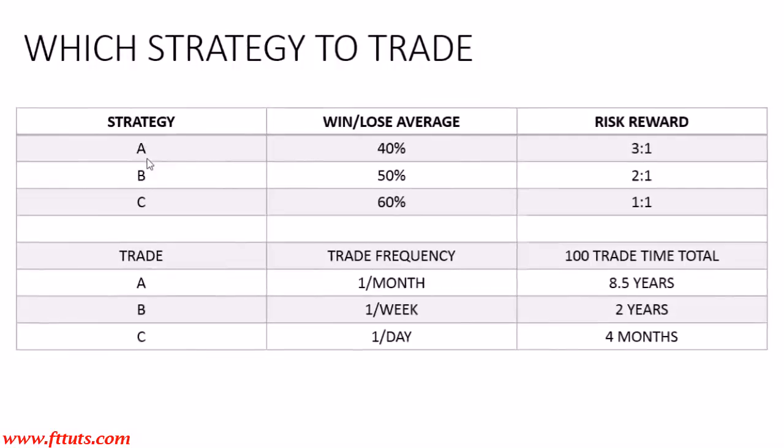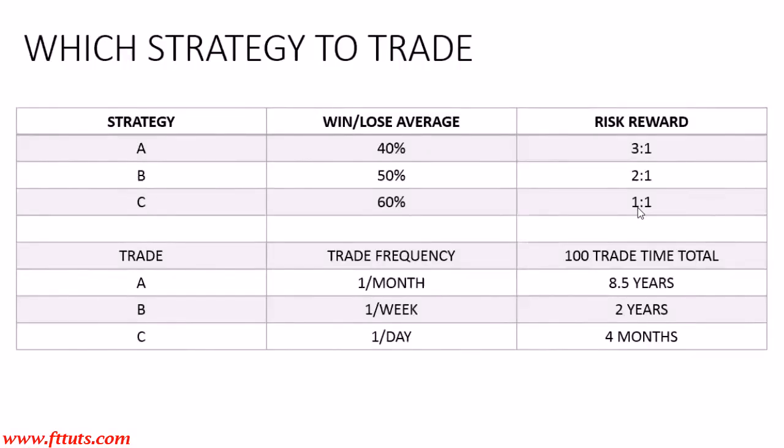We've got 3 strategies here, A, B, and C, and then we've got win-loss average and the risk reward. Strategy A gives us a win average of 40%, meaning that we're winning 40% of our trades, and our risk reward is 3:1. But strategy B gives us 50%, and our risk reward is 2:1. The third strategy gives us a 60% win average, but then our risk reward is 1:1.